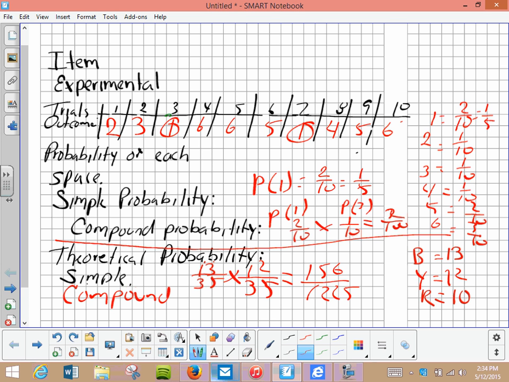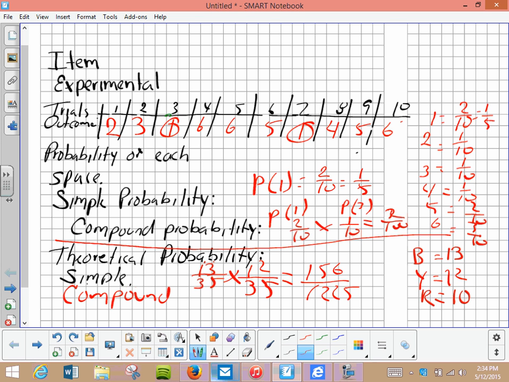1 out of 10 is whatever you already have. If I ask you what is the theoretical probability that I'm going to get 2? 1 out of 6, because it's based on what you have. Please do not confuse those. Do not confuse those. Capiche?